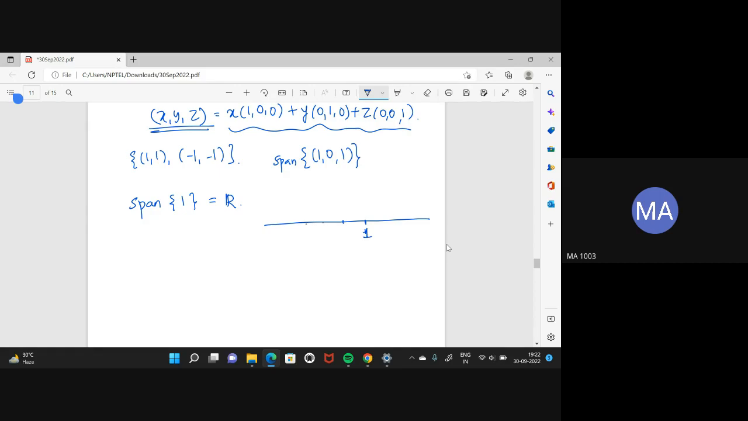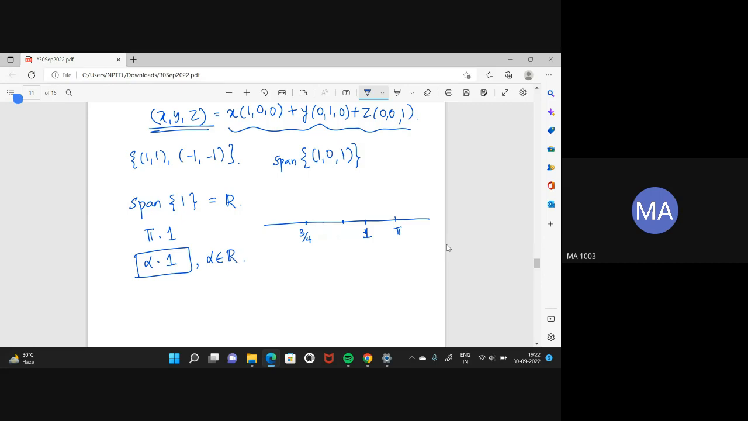Can I generate every other number on the real line using this one? Yes, ma'am. How will I get 3 by 4? By multiplying it by 3 by 4. How will I get pi? How am I allowed to multiply by pi? Pi into 1. Pi is a real number. That's all, right? I can do any alpha times 1, where alpha is a real number, right?